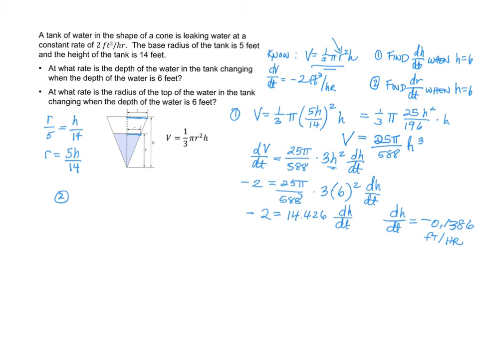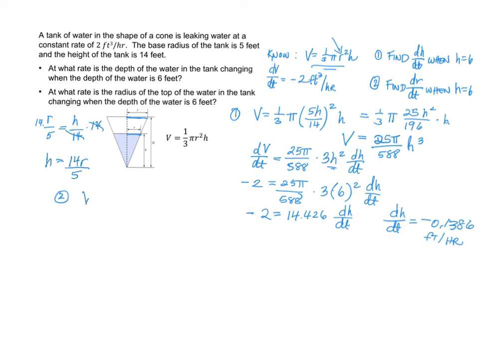So again, let's go back up here to this, and instead of using this relationship, we're going to solve for h in terms of r. So I'm going to multiply both sides by 14. That would cancel that, and multiply by 14 here. So I get h is equal to 14r over 5.